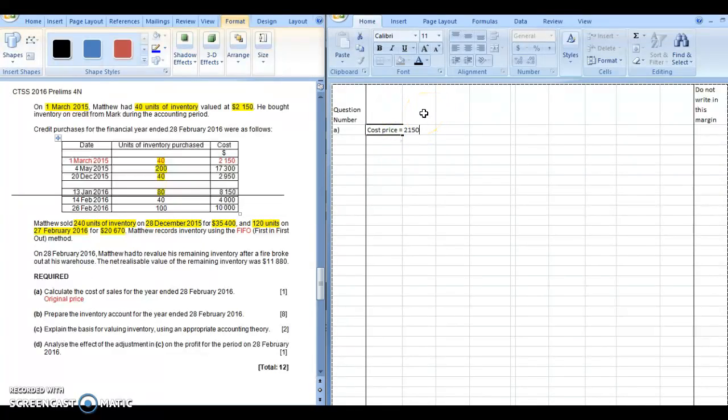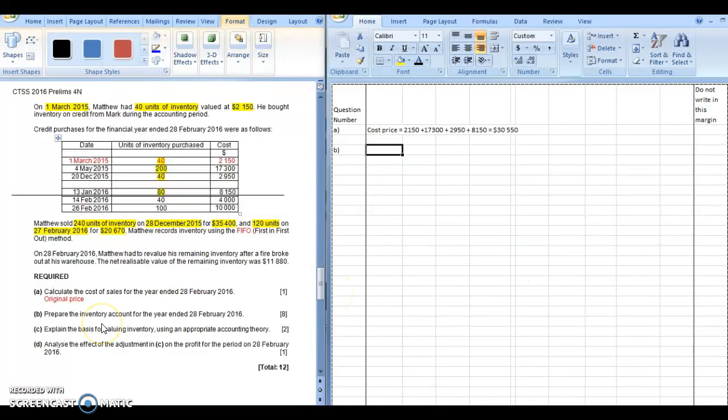So to continue this, we're going to add, and you'll get an amount of 30,550. Simple enough and straightforward. So that's for part A.